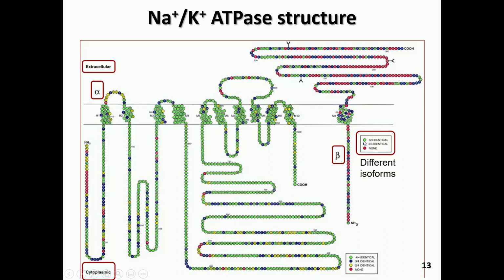The green, blue, and red amino acids indicate areas where different isoforms have different residue or amino acid substitutions, indicating that although we will be discussing the sodium-potassium ATPase function generally here, this protein does exist in different isoforms depending upon the cell. So this ends the first part of our discussion on the sodium-potassium ATPase.